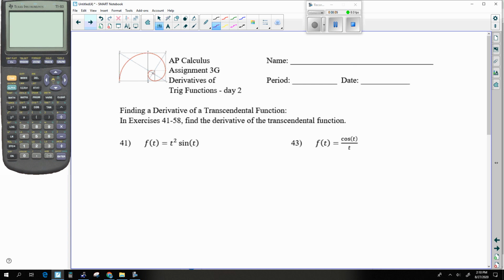Okay, find the derivative of the transcendental function. I'm not quite sure what a transcendental function is, but I can take the derivative of this. This is a multiplication, so it's t squared times sine t. The first derivative will be of that t squared, so that's 2t. Leave the second alone. Plus, now I'm taking the derivative of the second, so I'm not touching the t squared, and then that'll just be cosine t.